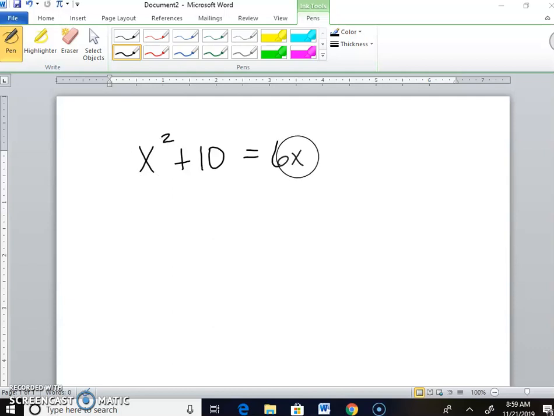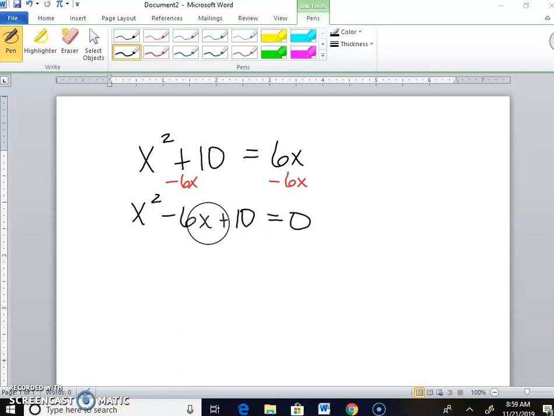Okay, starting out, we don't necessarily know we need to use our quadratic formula yet, but I've got an x squared and I've got an x. So if you see an x squared and an x, we know that we're going to have to factor. So the first thing I'm going to do is get it set equal to 0. So I'm going to subtract 6x over. When I do that, I get x squared minus 6x plus 10 equals 0.